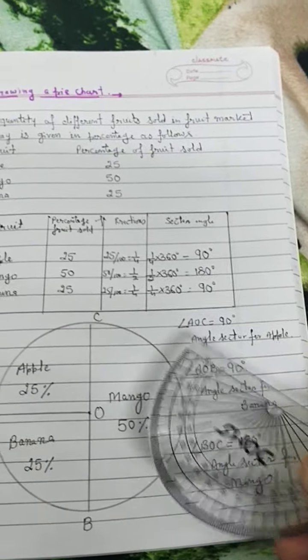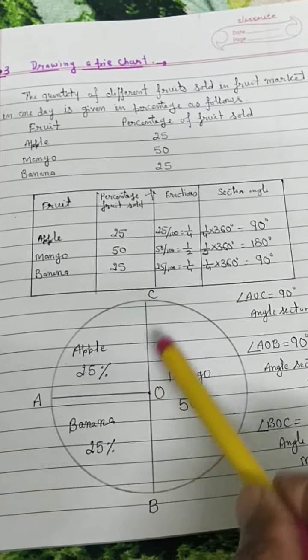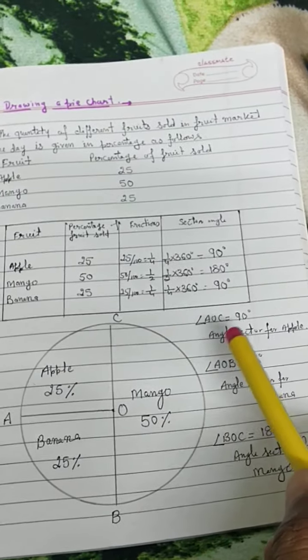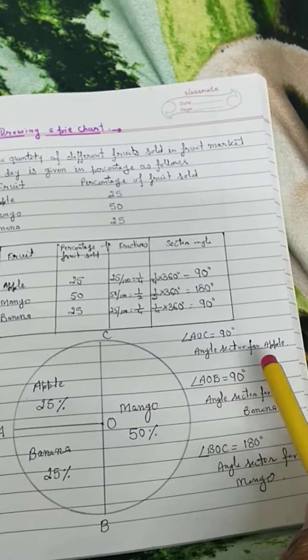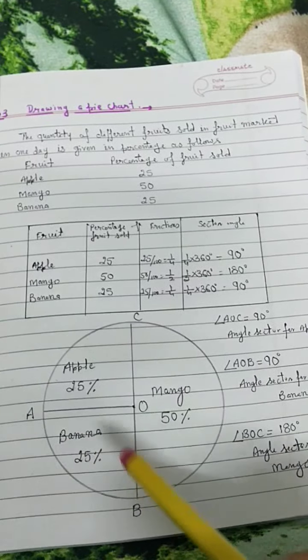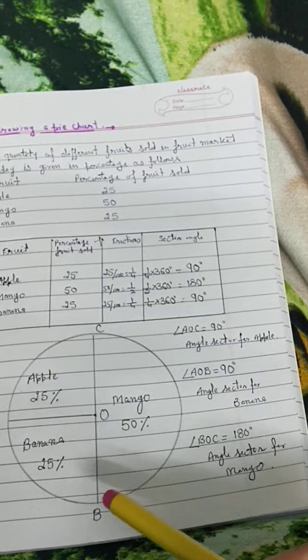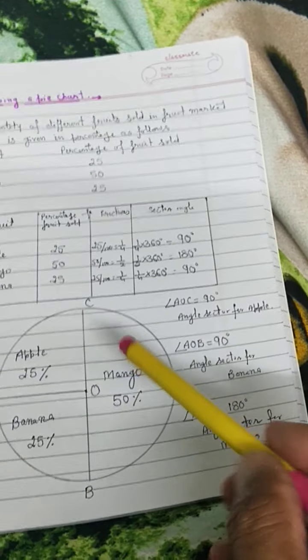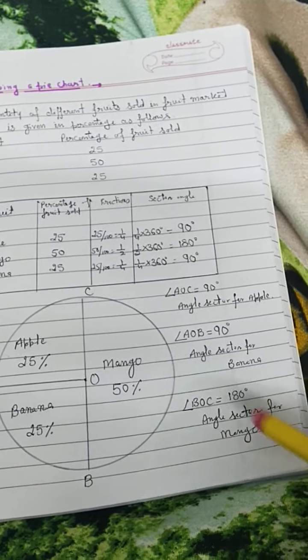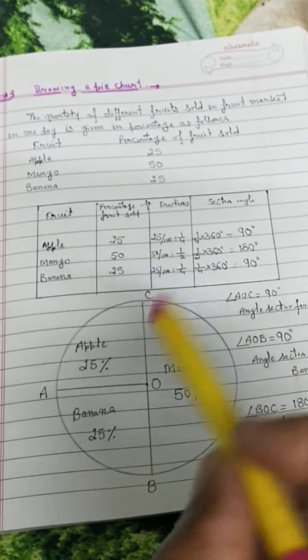Angle AOC is what? Angle AOC is 90 degrees. Angle AOB is the angle sector for bananas, and angle BOC is the angle sector for mangoes. In this way you can do worksheet third.